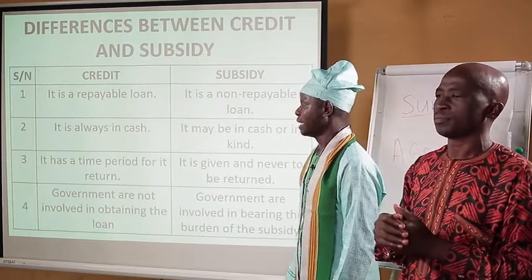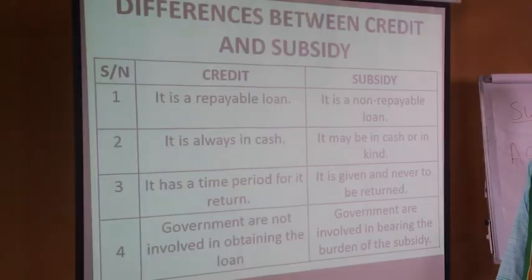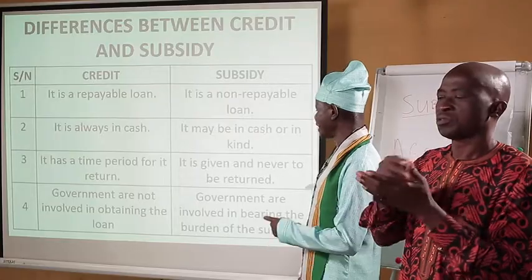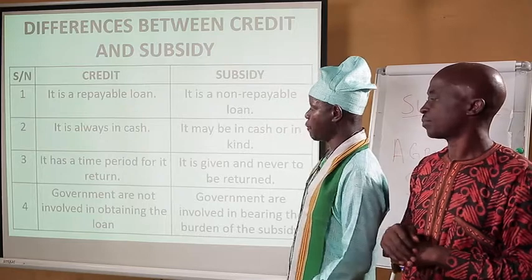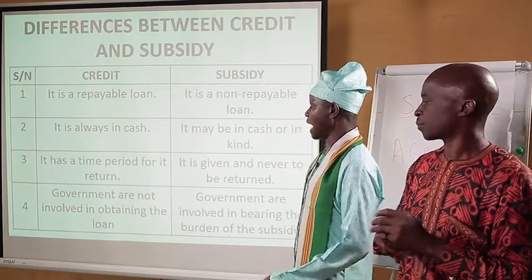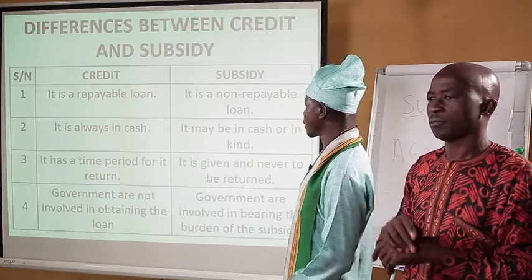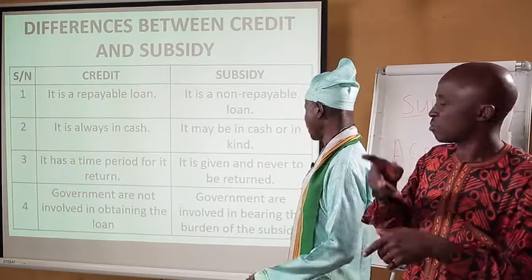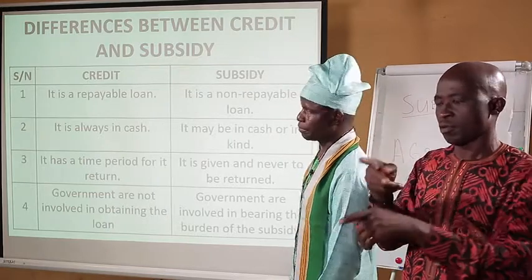3, credit has a time period for its return, but subsidy is given and never to be returned. Well, number 4, governments are not involved in obtaining the loan, but with subsidy, governments are involved in bearing the burden of the subsidy.